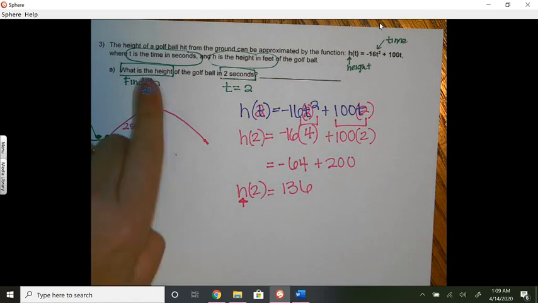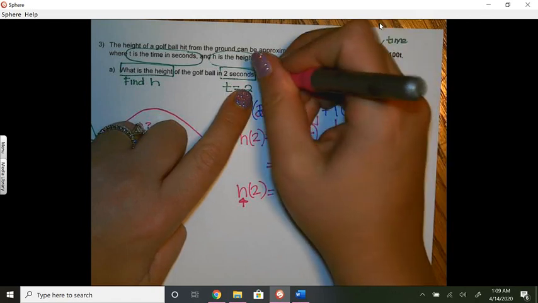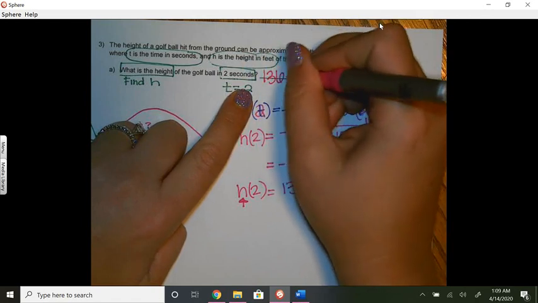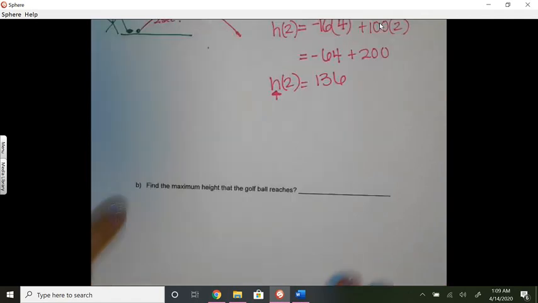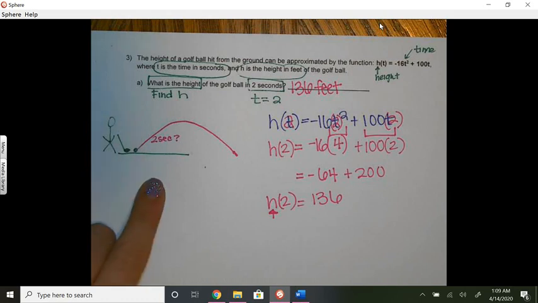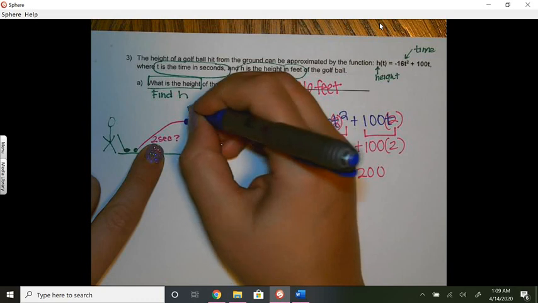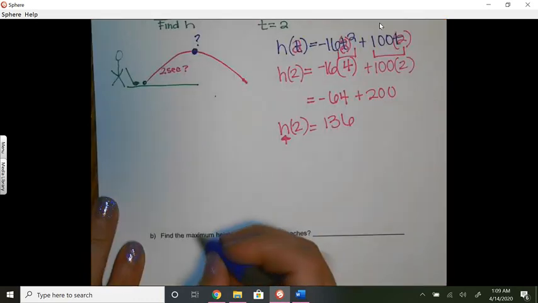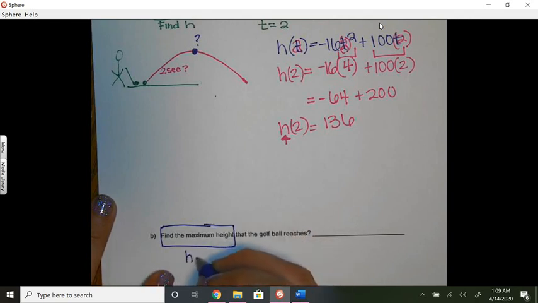So it says, what is the height of the golf ball in 2 seconds? We would say 136 feet. Okay, so then we're asked to find the maximum height of the golf ball. So if we go back to our picture, now it's not asking where is it going to be in 2 seconds. Now we want to know this. When is it going to be? It says find the maximum height. That means that we want to find h that the golf ball reaches.